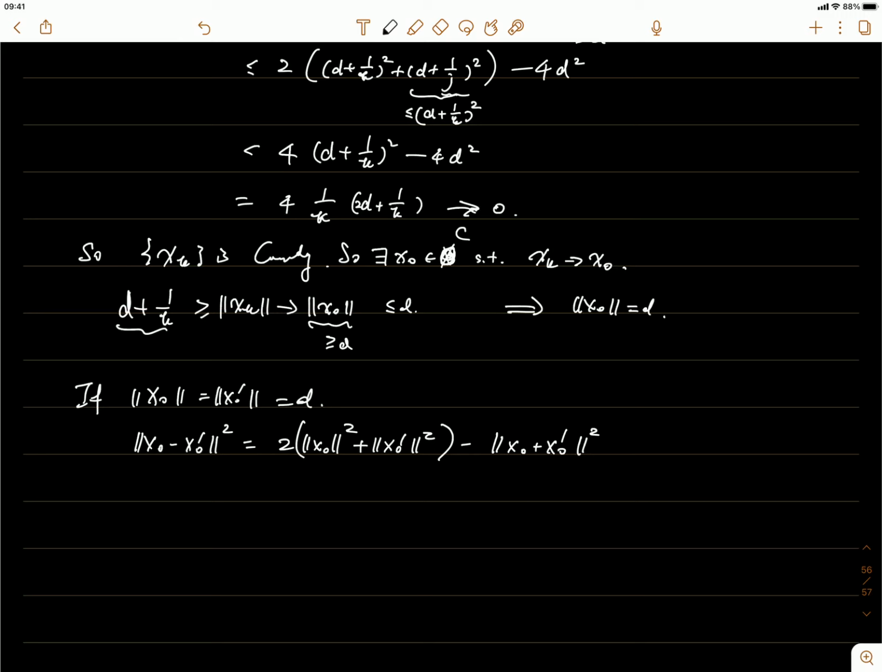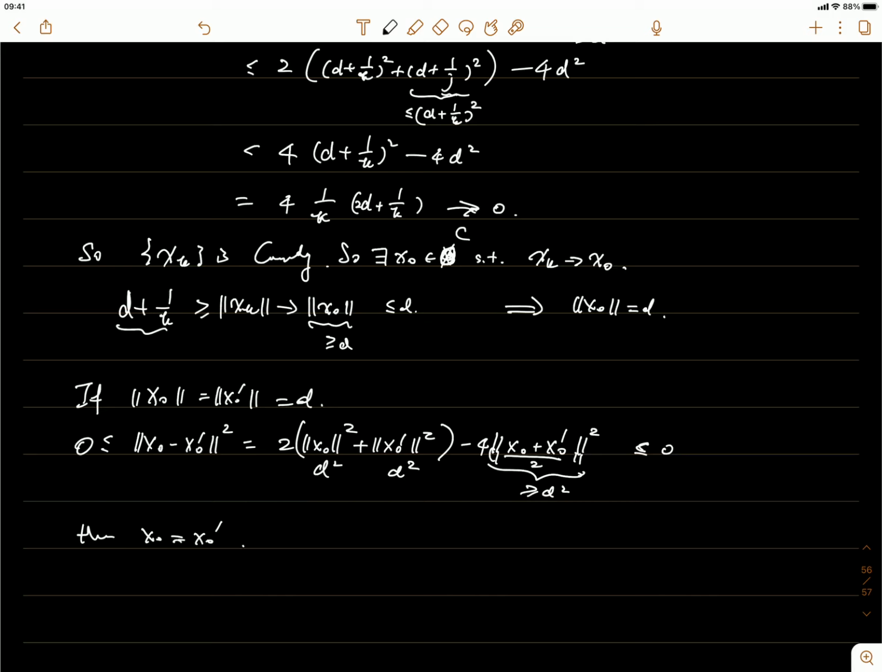Okay. And what we know about this is similar as before. This is just divided by 2, and there is 4 outside. So this, since it's still in C, I know that this is greater than or equal to d squared. Okay, and these two things are both d. So this is d squared, this is d squared. So altogether, we know that this is less than or equal to 0. But on the other hand, this is greater than or equal to 0. So this means x naught is just x naught prime.